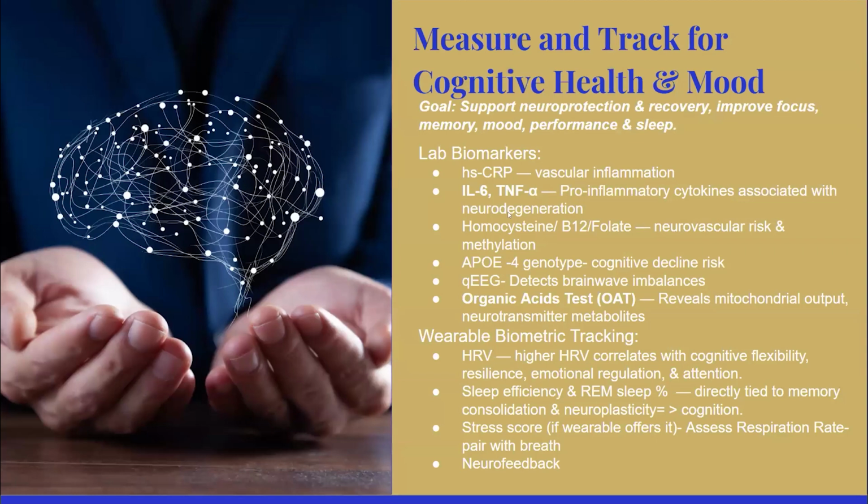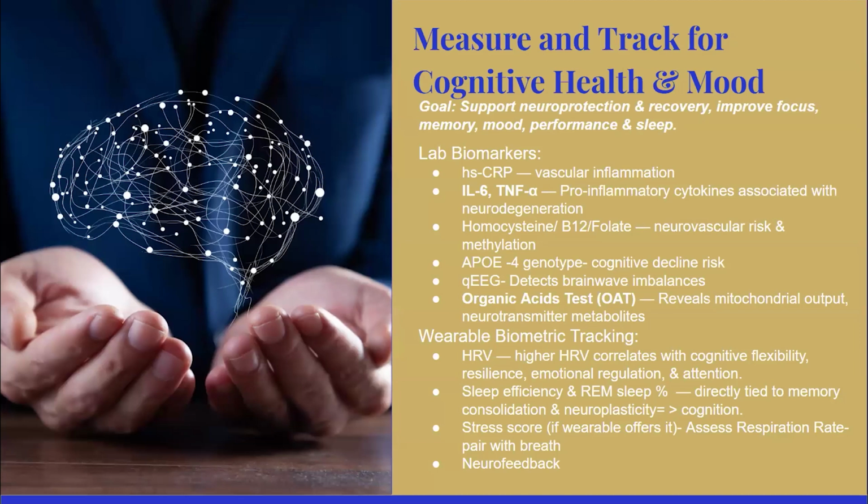Cognitive. This is a really big area. I'm going to hand out a few that you might not be thinking about. Interleukin 6, TNF alpha, pro-inflammatory cytokines associated with neurodegeneration. You might not really think about that. ApoE4. So we want to look at the ApoE genotype, and we specifically want to look to see if they have a 4 allele, because that's associated with cognitive decline, increased potential risk of Alzheimer's.